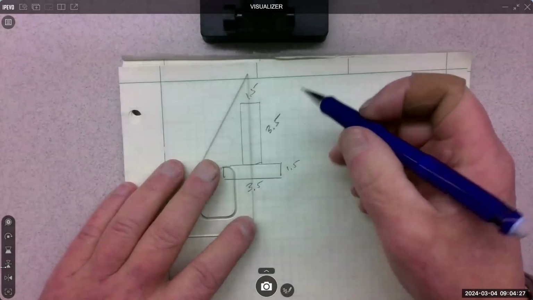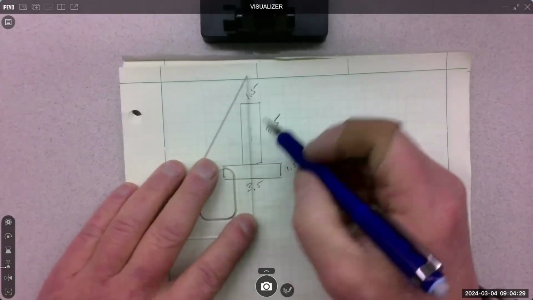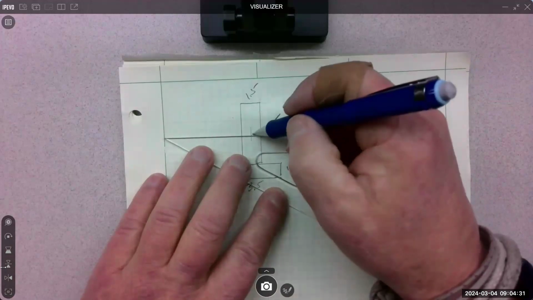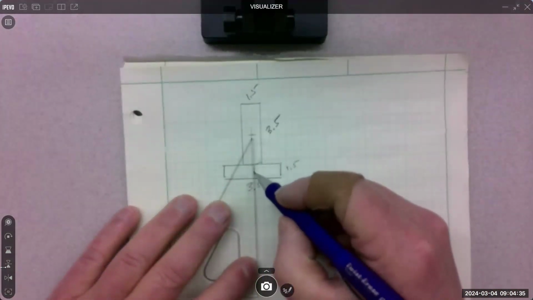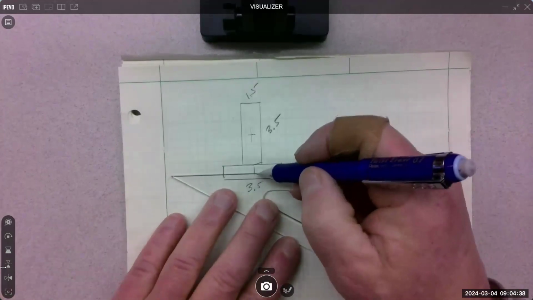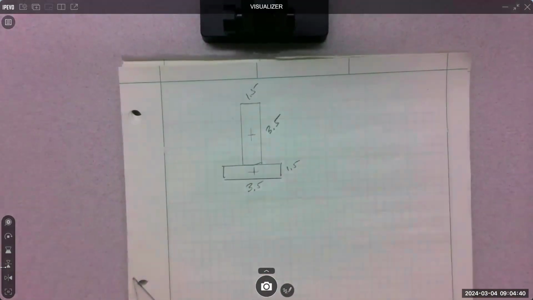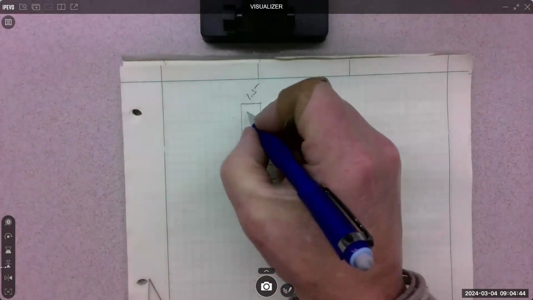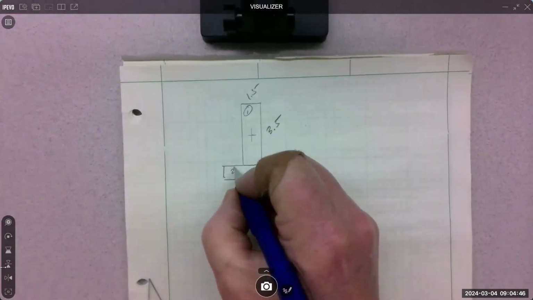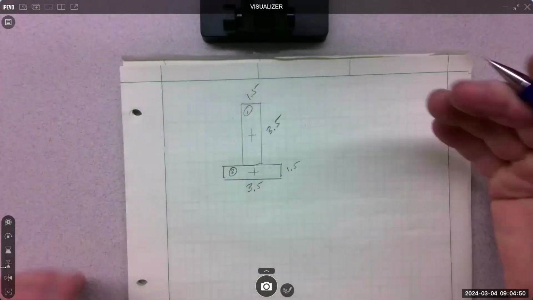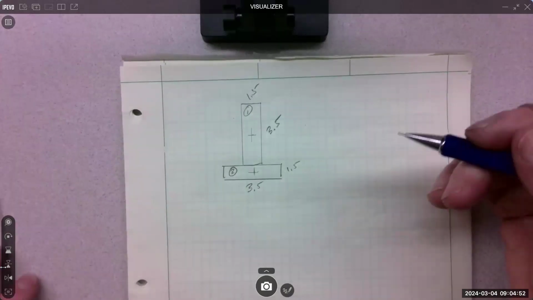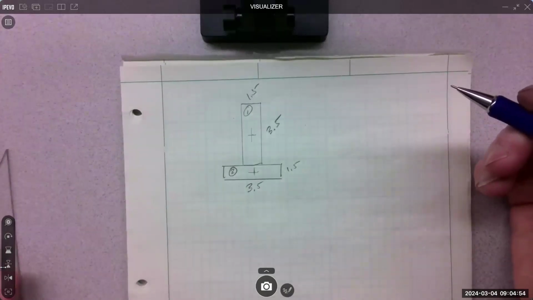It has an axis for this shape, which is right in here, and an axis for this shape, which is right in here. So that's the first thing you need to know: how you're going to break your areas up and where their own centroidal axis is. So I'm going to call this 1. I'm going to call this 2. What I want to know is, where's the neutral axis, or the combined composite axis?